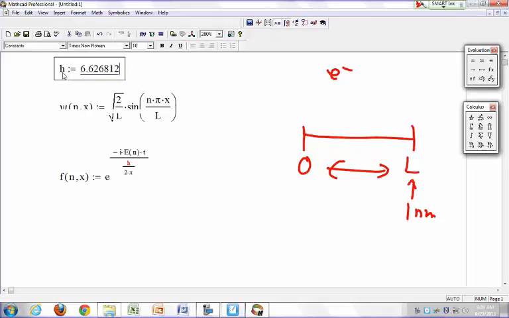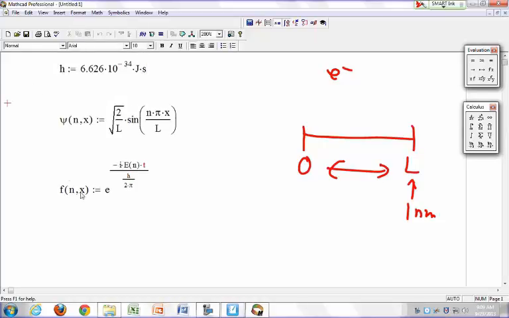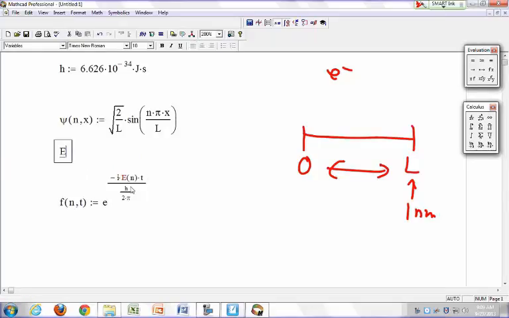6.626 times 10 to negative 34 joule seconds. It doesn't know what time is. Oh, this is a function of time. And it doesn't know what E is. So let's define the energy. It turns out in this case, the energy for the nth state, if you solve the Schrodinger equation, you'll find that it's equal to n squared times h squared over 8 times the mass of the particle times L squared.